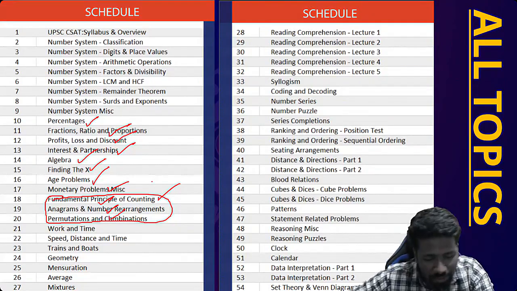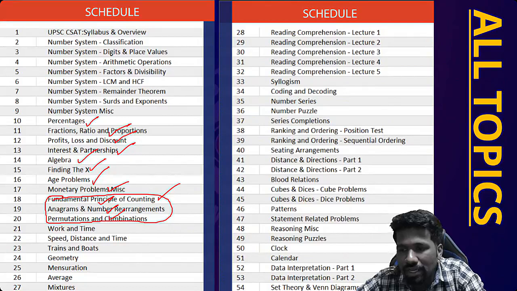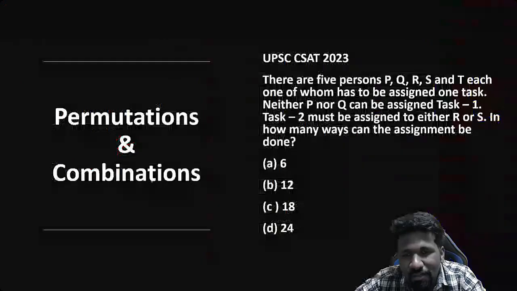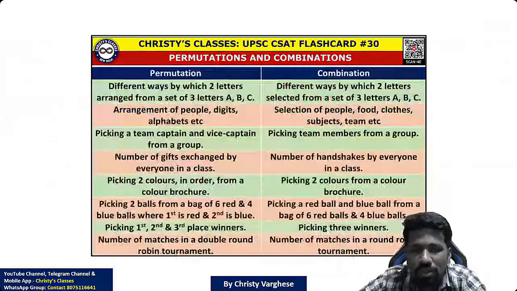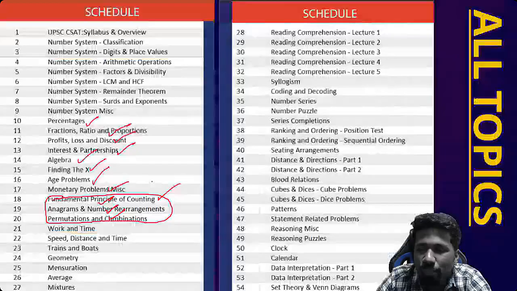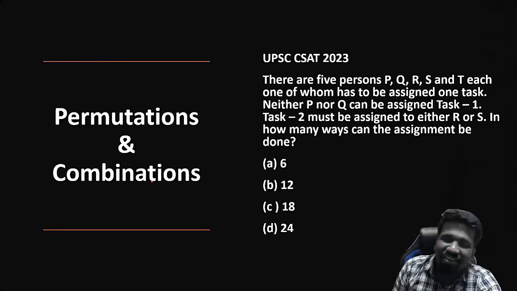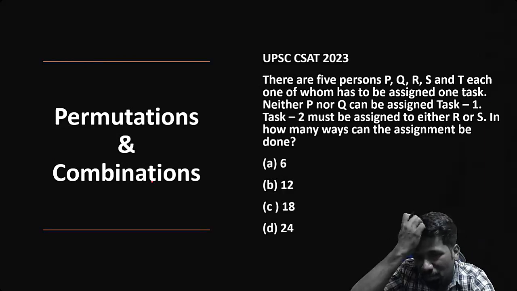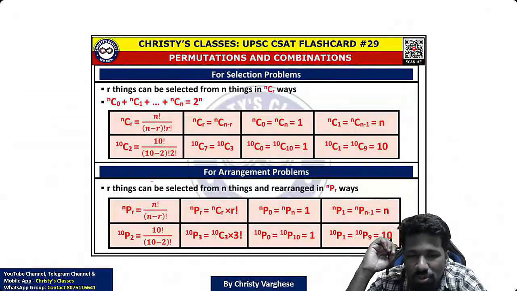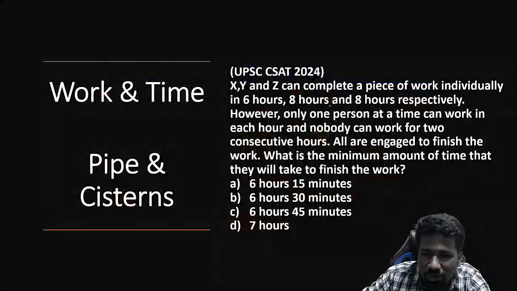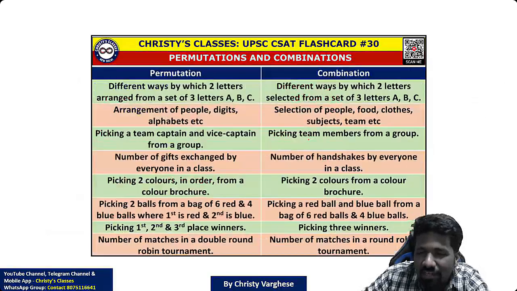First, if you understand the fundamental principle of counting, then the permutation combination chapter is half done, because the fundamental principle of counting is the most repeated concept in the UPSC exam. Not the permutation formula, not the combination formula. Very few questions need the permutation formula or combination formula. Most questions need this fundamental principle of counting. A multiplication rule is there, an addition rule is there. Once you understand that, it is very easy.